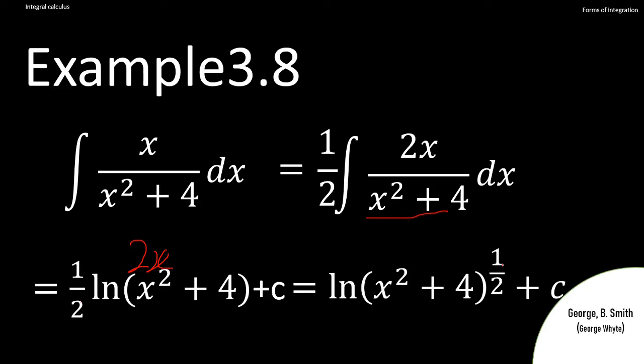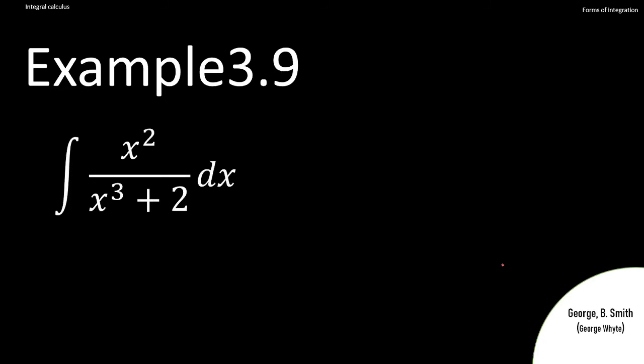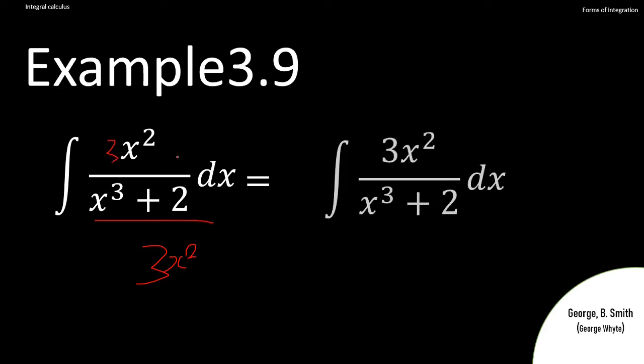Okay, let's take one more. Let's say we have this expression x squared all over x cubed plus 3. If I differentiate the denominator, I'm going to get 3x squared. For the fact that I'm getting 3x squared, I need a 3 in front of this. So right now I don't have that 3. So what I need to do is multiply by the 3.